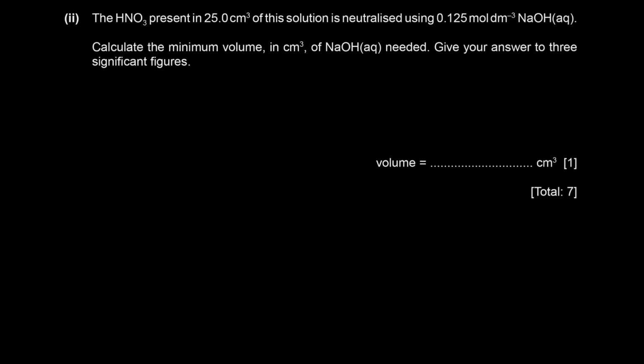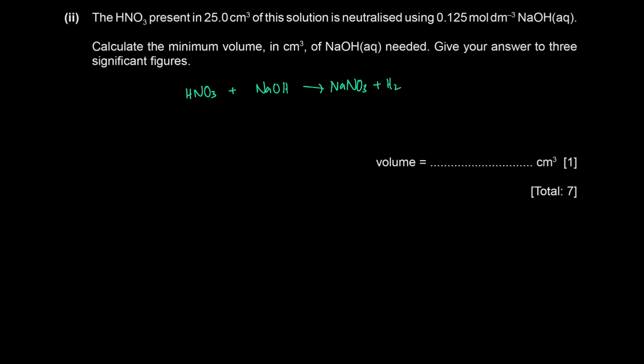The HNO3 present in 25 cm cube of this solution is neutralized using 0.125 mole per decimeter cube NaOH aqueous. Calculate the minimum volume in centimeter cube of NaOH aqueous needed. Give your answer to 3 significant figures. So over here, we have HNO3 reacting with NaOH to form sodium nitrate and water, right?